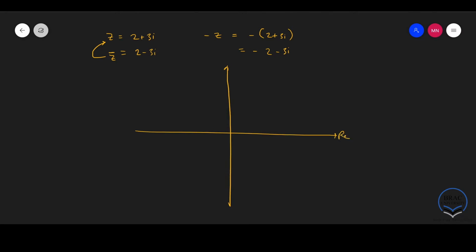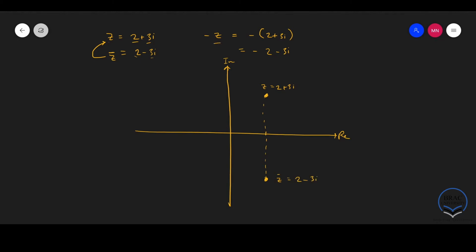This is my real axis, my imaginary axis. So starting off with z, we have 2 plus 3i. Let's say 2 plus 3i is somewhere here. Right, this is my z. And now let's plot z bar. So we can see that we have the same real part, but opposite imaginary part. So along this same vertical line, we will have z bar, which is equal to 2 minus 3i.